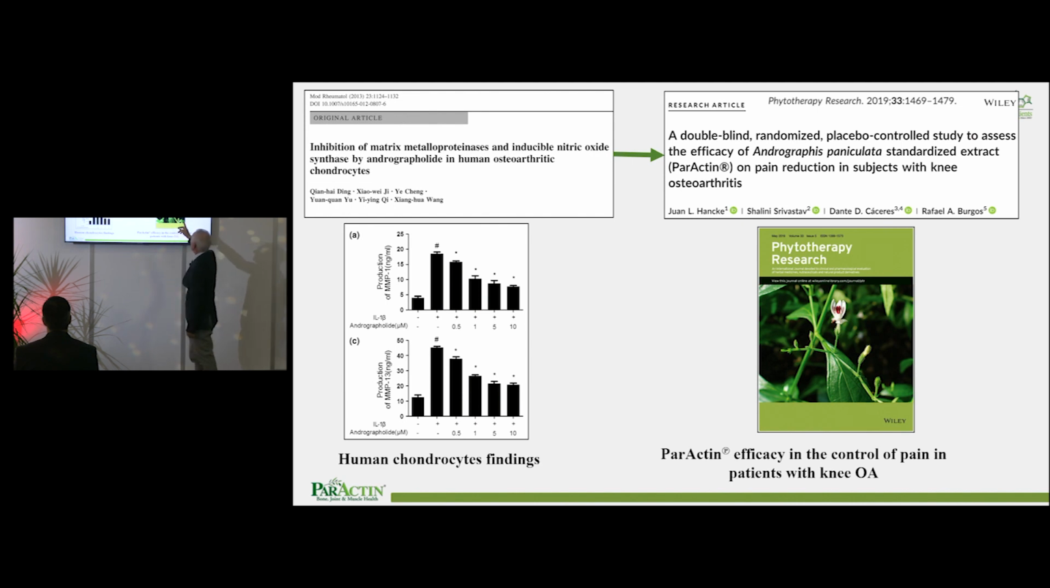And in 2019, we published this double-blind randomized placebo-controlled study to study the efficacy of ParActin in pain reduction of knee osteoarthritis. And this was published in Phytotherapy Research. We were on the front page of Phytotherapy Research. Next one.